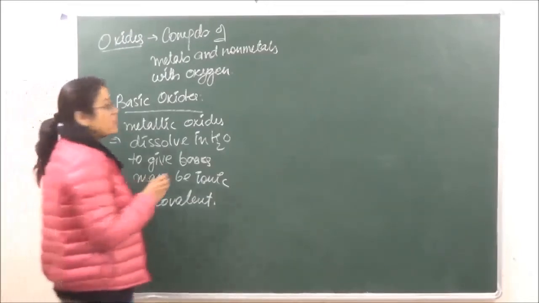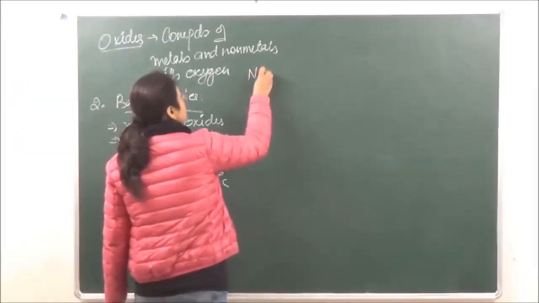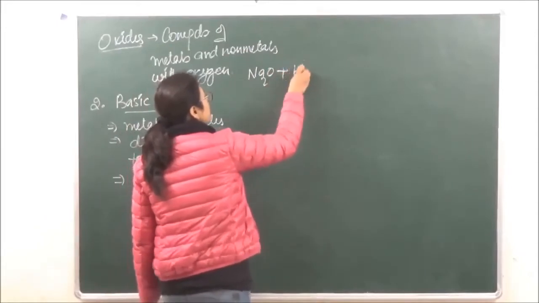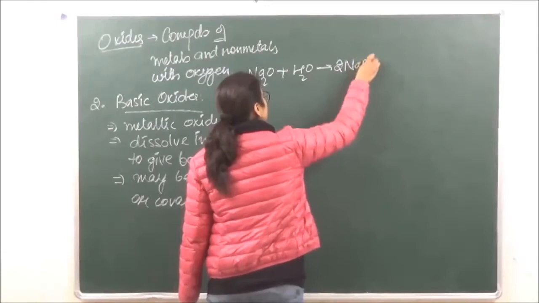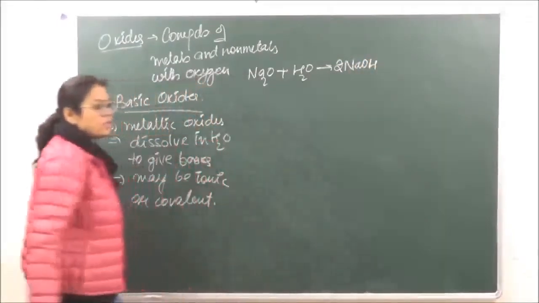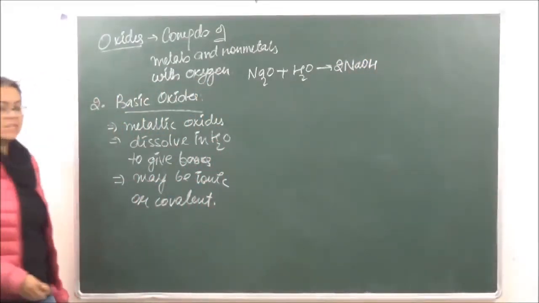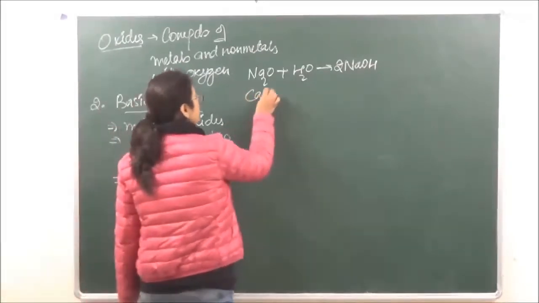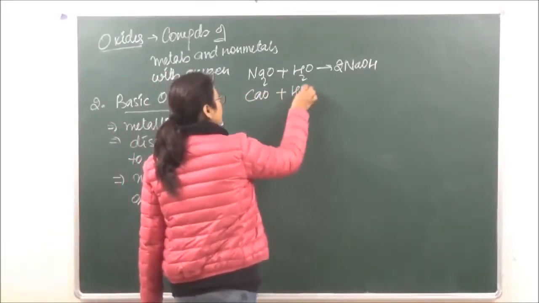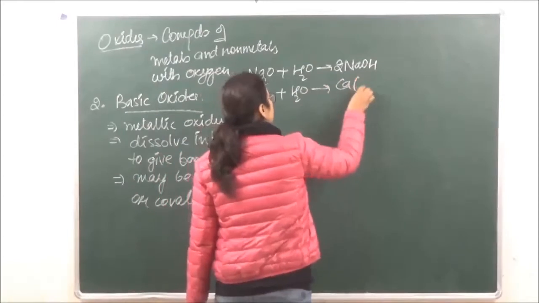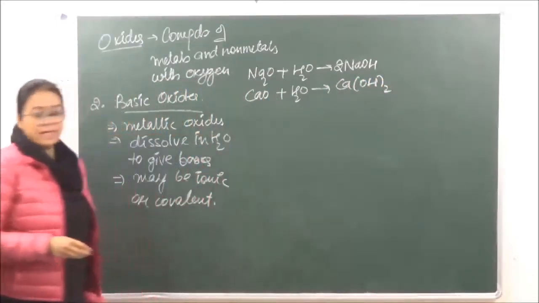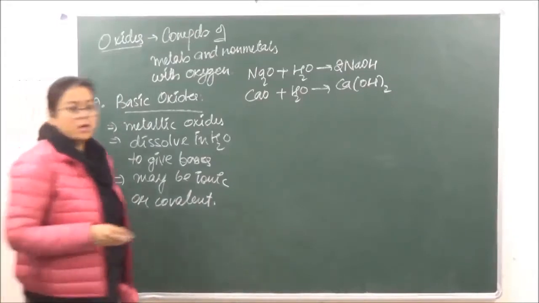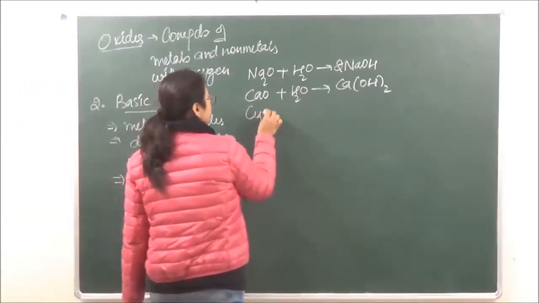Let's take a few examples over here. We have sodium oxide. When it reacts with water, it will give us NaOH. Similarly, we have calcium oxide. This is going to give us calcium hydroxide. Similarly, we have copper oxide.